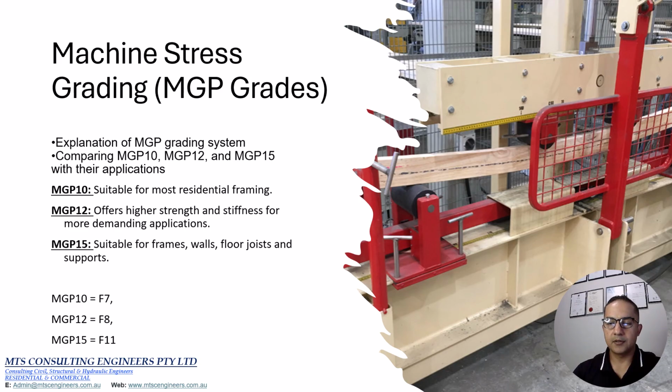Machine stress grading, MGP, is another important grading system that categorizes timber based on its structural strength and stiffness. MGP 10 is typically used for residential framing, while MGP 12 and MGP 15 offer increased strength for more demanding applications. Notably, MGP grades correspond to F grades, with MGP 10 equating to F7, MGP 12 to F8, MGP 15 to F11. This comparison aids in selecting the right timber for various construction scenarios.